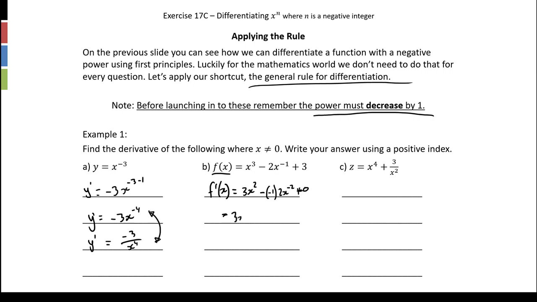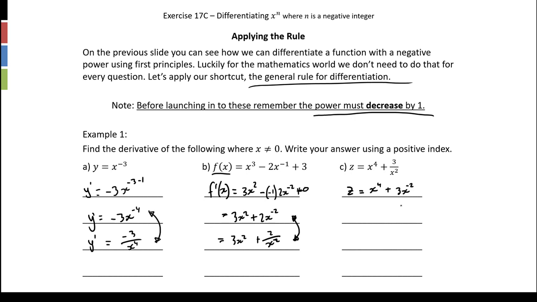So this turns into 3x squared plus 2x to the negative 2, which we can write as 3x squared plus 2 on x squared. Again, either of these two is fine, but still get in the habit of writing in positive powers. Now z, so I'm going to rewrite this first. I'm not going to take the derivative yet.